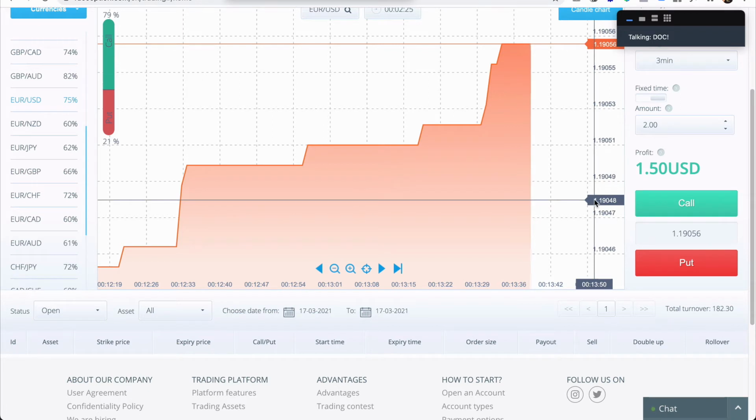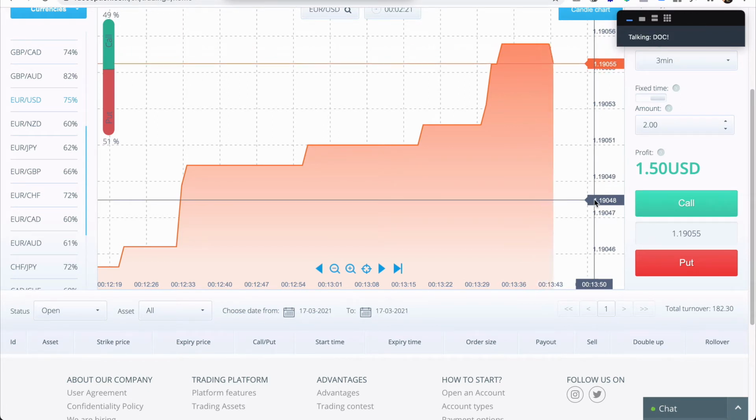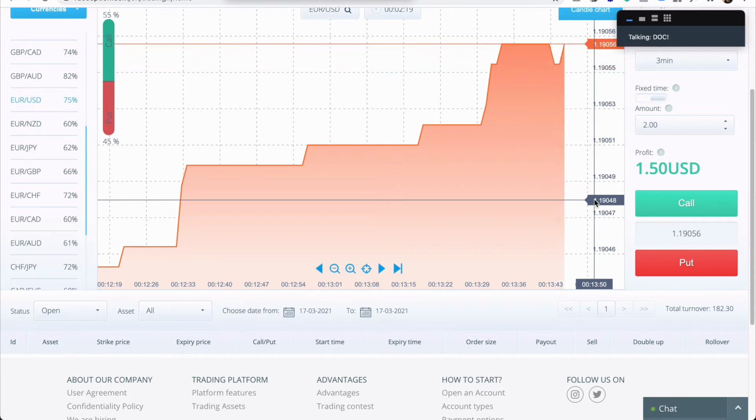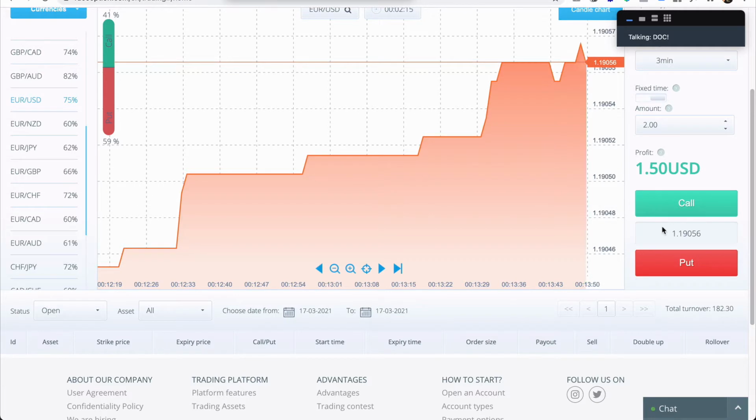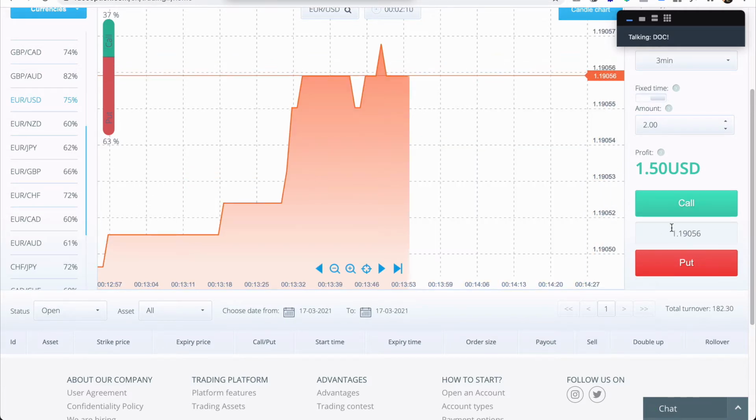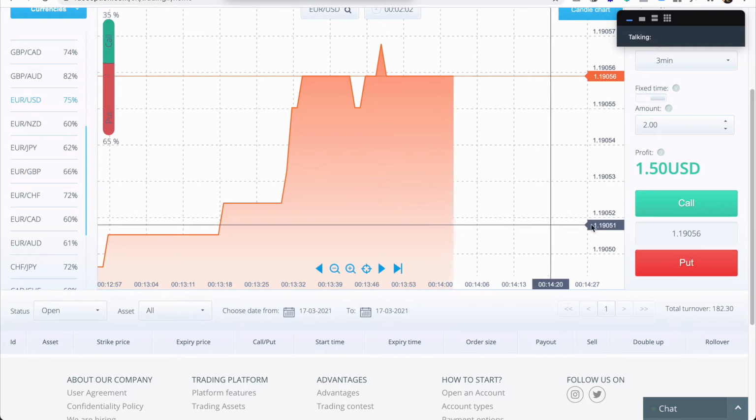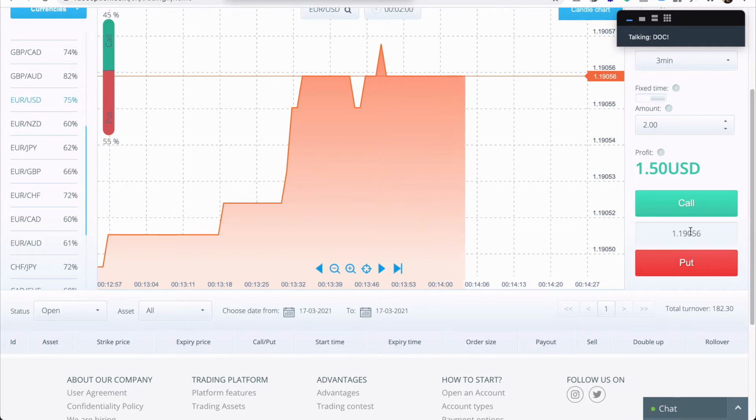Call is basically a buy. Put is a sell. Because this is binary option. Binary means two. You only have two options. When you enter a trade, you get what's called a strike price. If you enter a call, you want your price to be above your strike price when time expires. If you enter a put, you want price to be below your strike price when time expires.